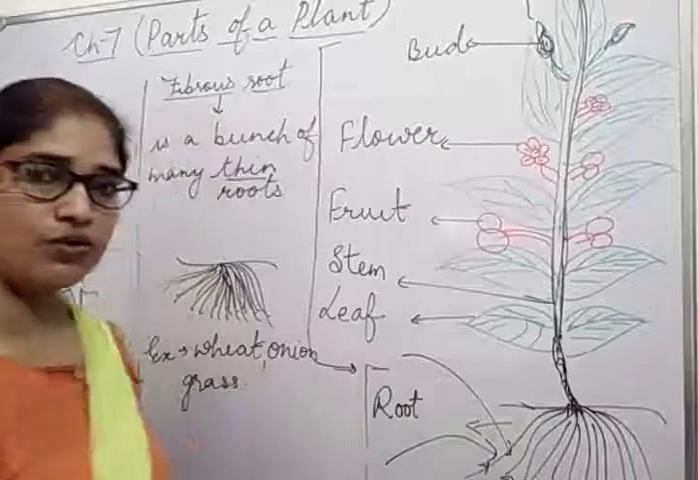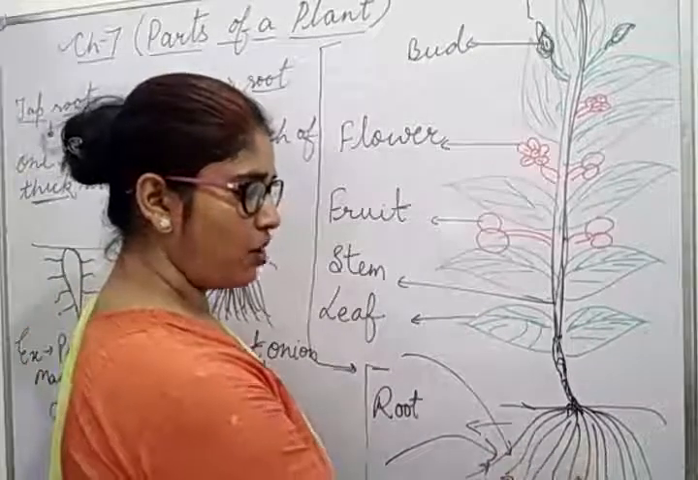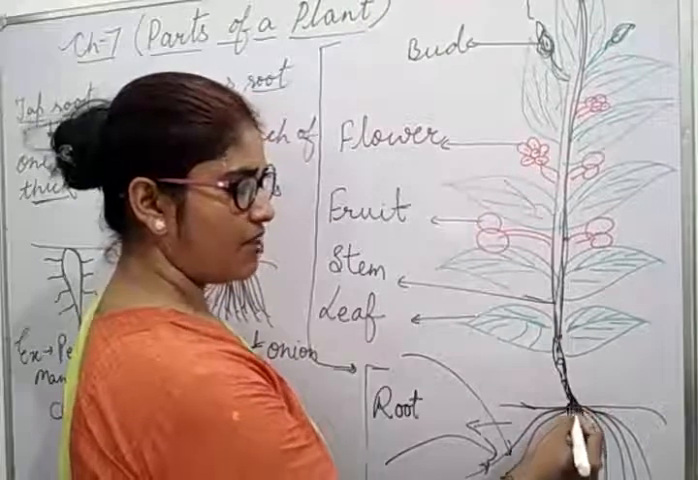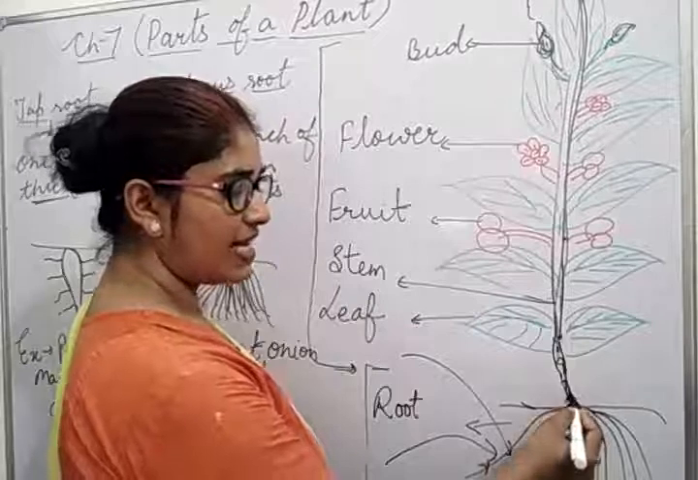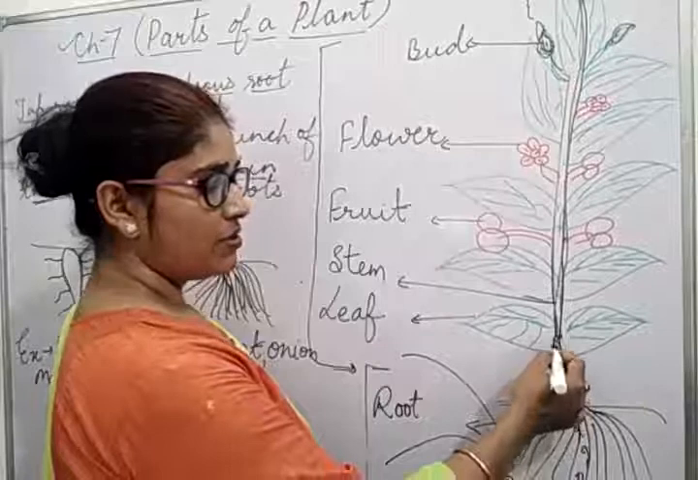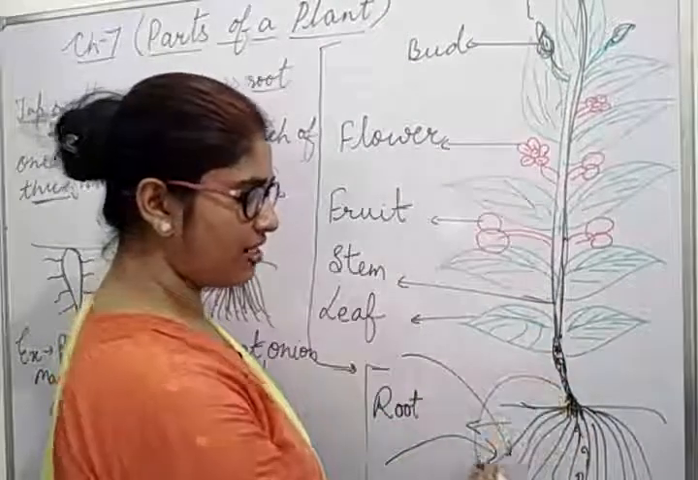Then they absorb water and minerals and send them to the stem. Then the stem carries that water and minerals and sends them to the different parts of the plant. But firstly, we are just understanding the function of root.